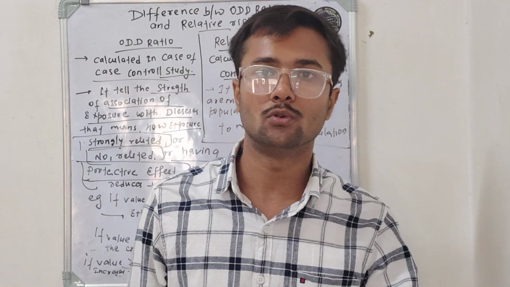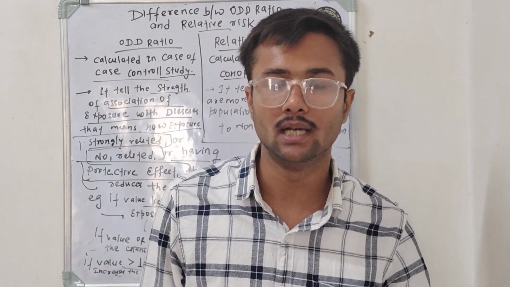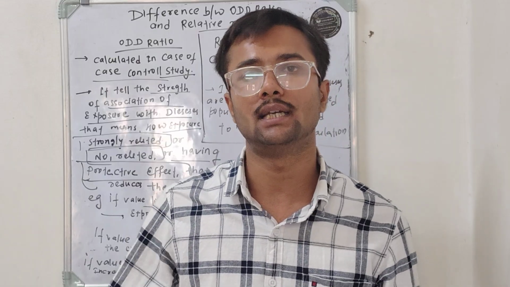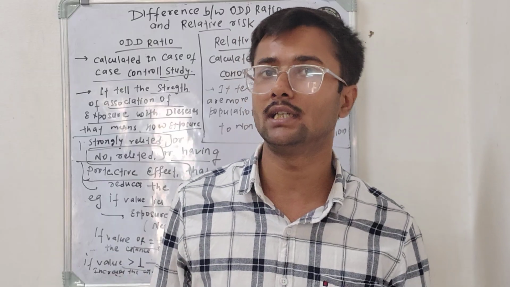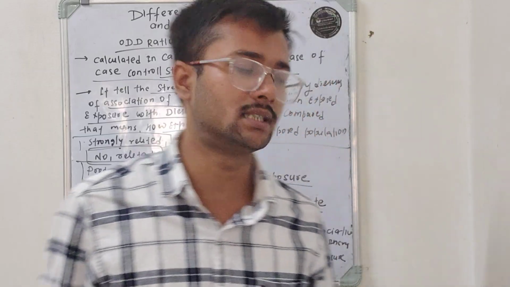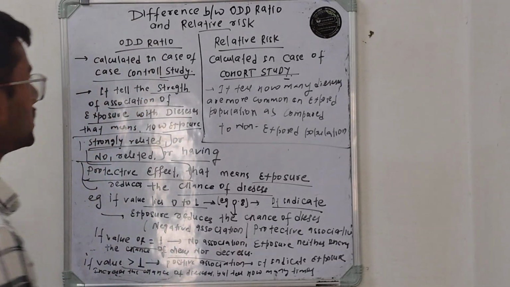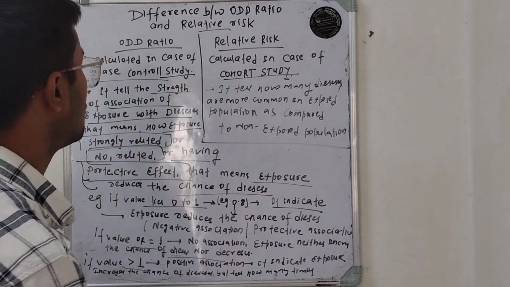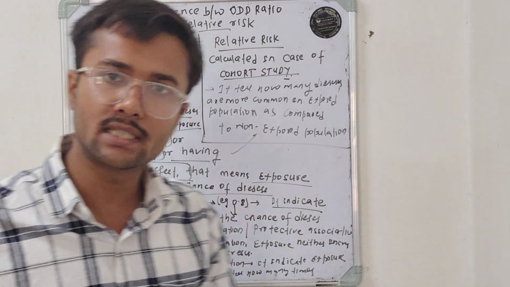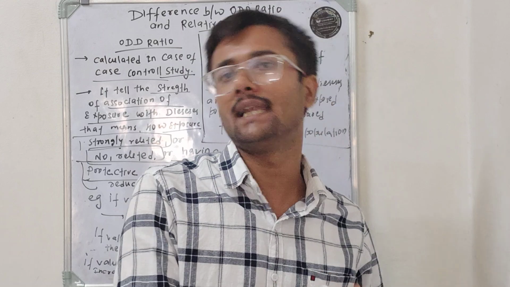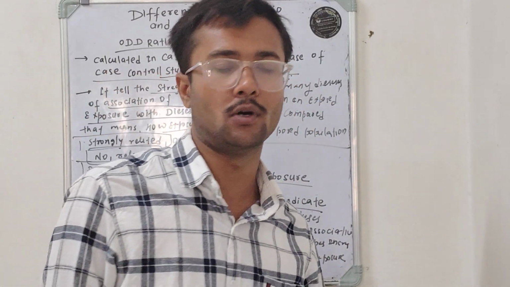If the value is more, it means a stronger association. If the value is 5 in one case and 10 in another case, the second case indicates that the second exposure is more strongly related to the disease. So all these things we are trying to find with the help of odds ratio. While in case of relative risk, we try to find how commonly the exposure affects the exposed population as compared to the non-exposed population.